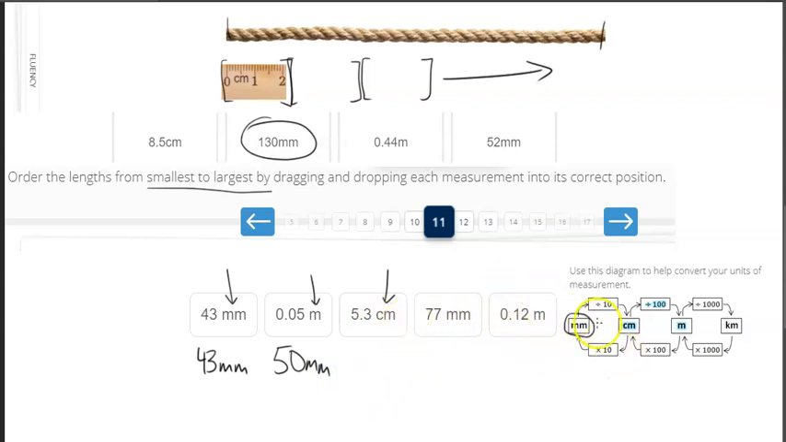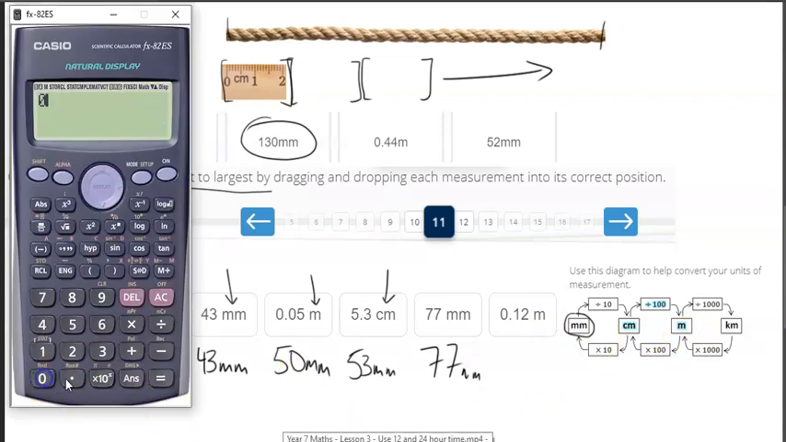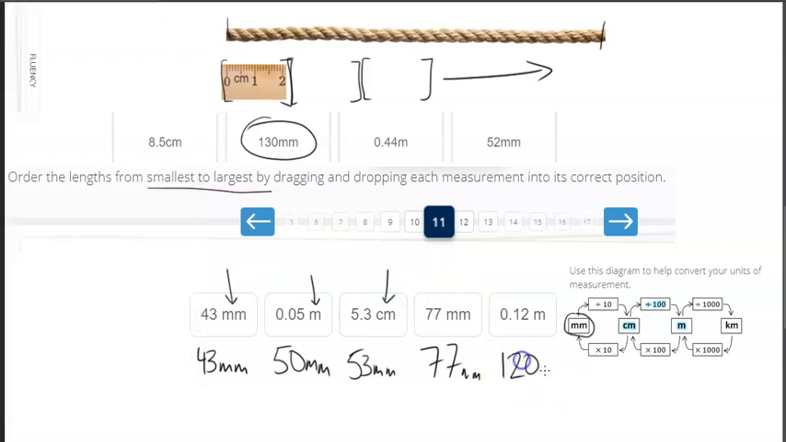5.3 centimeters, to get from centimeters to millimeters, you just times it by 10. So this will be 53 millimeters. This will be left as 77 millimeters. And 0.12 meters, again you times it by 100, then times it by 10 again. This will give us 120 millimeters. And now that we have this consistency between all of them, we can go ahead and order it from smallest to largest. Just be careful, I might say from smallest to largest, or I might say from largest to smallest. Make sure that you get the order correct.